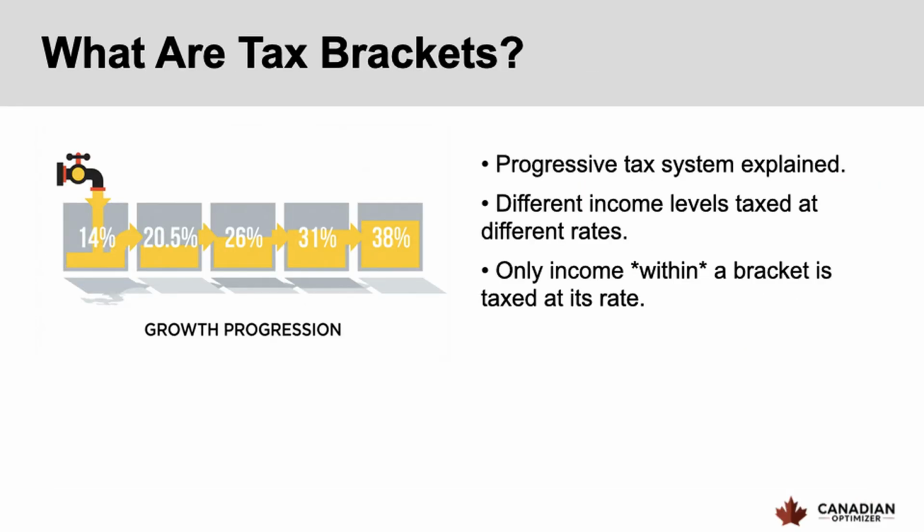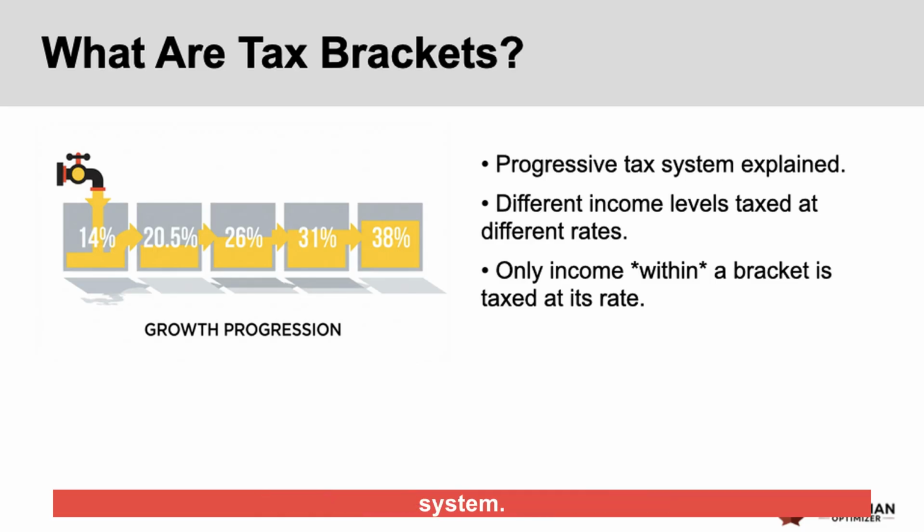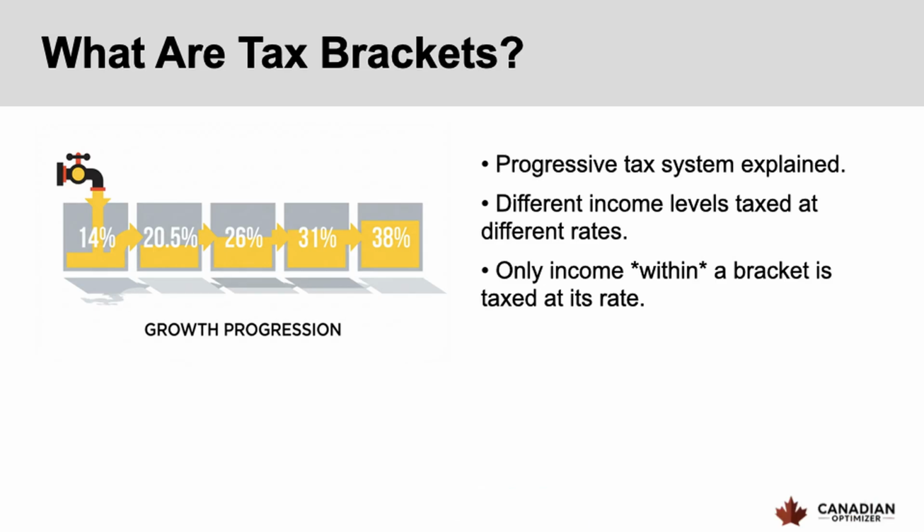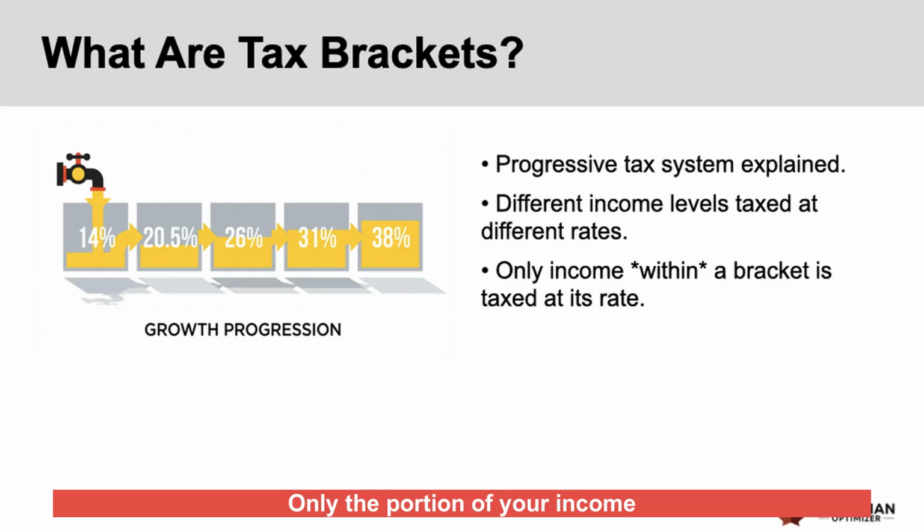At its heart, Canada operates on a progressive tax system. This means that as you earn more income, higher portions of your earnings are taxed at progressively higher rates. It's a common misconception that if you cross into a higher tax bracket, your entire income is suddenly taxed at that higher rate. This is absolutely not true. Only the portion of your income that falls within a specific bracket is subject to that bracket's particular tax rate.